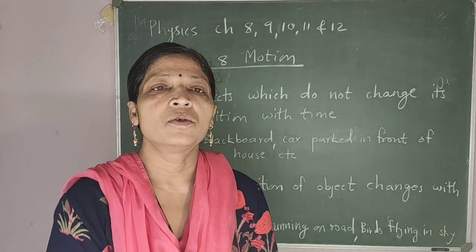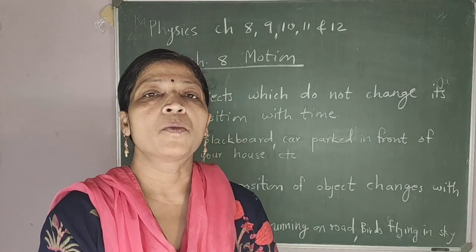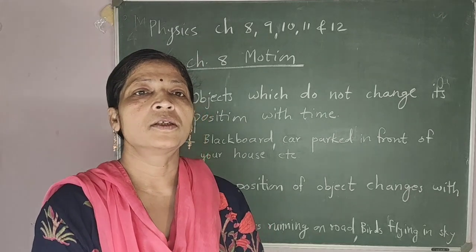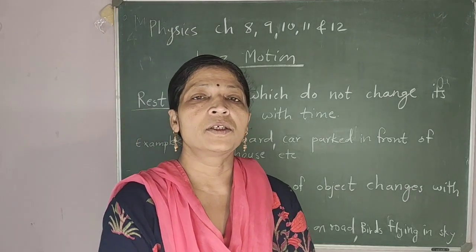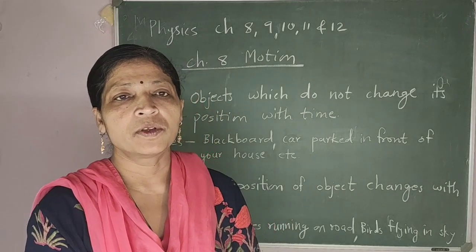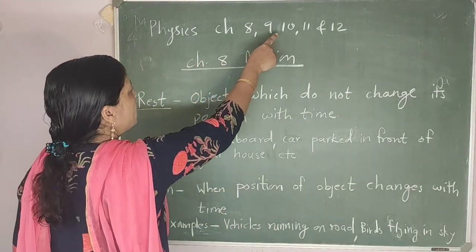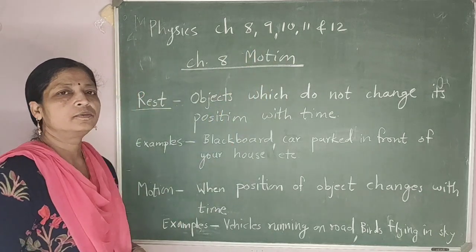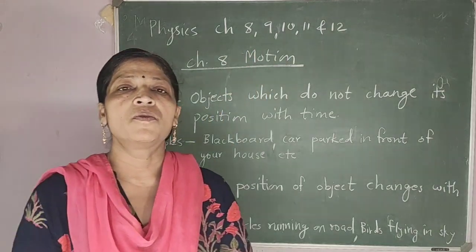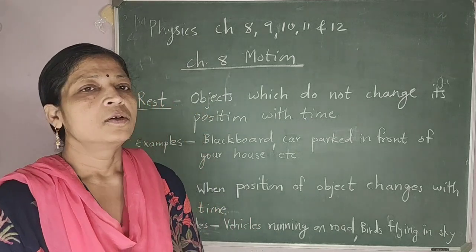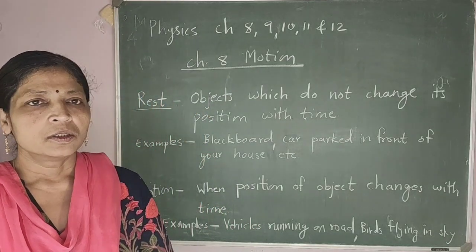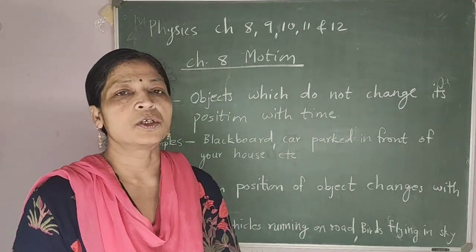Earlier, up to 8th class, you were having general science, but from 9th onward the general science is distributed into 3: physics, chemistry and biology. In physics we have chapters 8, 9, 10, 11 and 12. So this is your first lecture of physics. We are starting with chapter 8. The name of the chapter is motion.